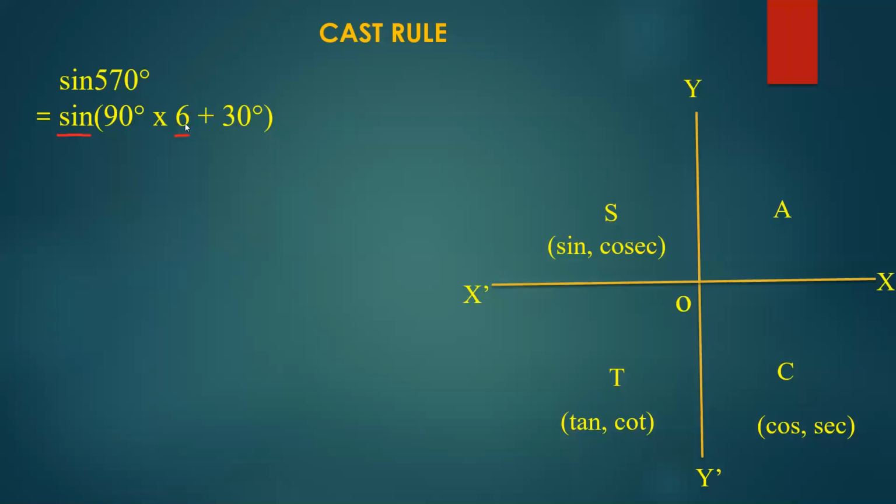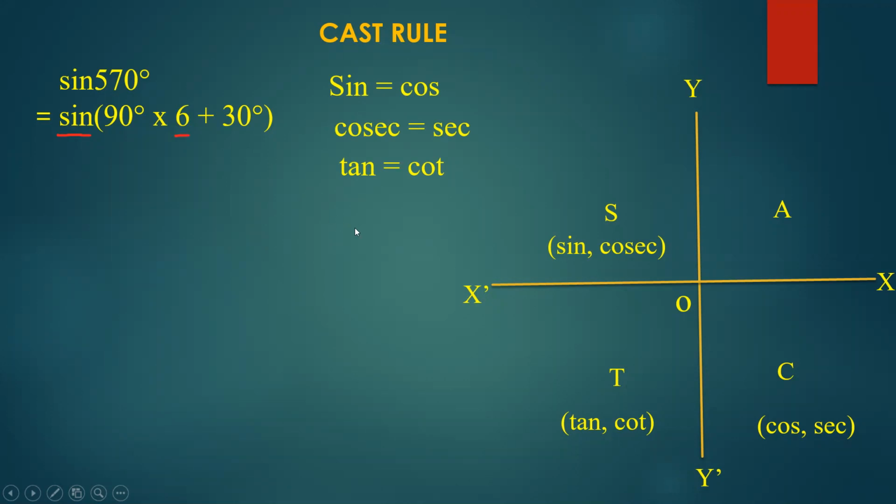So how does it change? If this number is odd, whatever the ratio is here, it will change. Okay, how it changes, I'll show you. Look at this. Sine will be changed into cos. In case this is an odd number, remember, sine will be cos and cos will be sine. And cosec will be sec and sec will be cosec. And tan will be cot, and cot will be changed into tan. So the ratio changes if this number is odd.